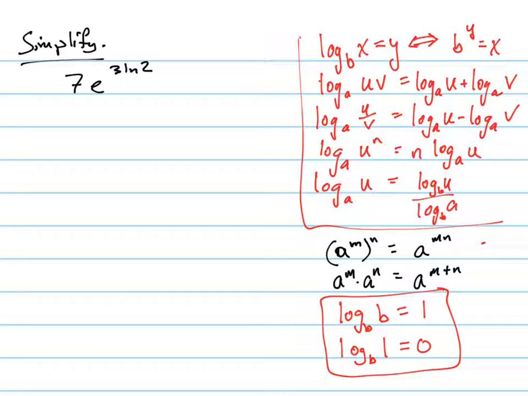So simplifying this, we're going to have to utilize some of these properties over here on the right. First of all, I can simplify this up here on the top. I'm going to use this property right here, and I'm going to bring this 3 up to the top here. So this really equals 7e to the ln of 2 cubed. See how I went the other direction with that property? So I used that property right there, but I went from right to left.